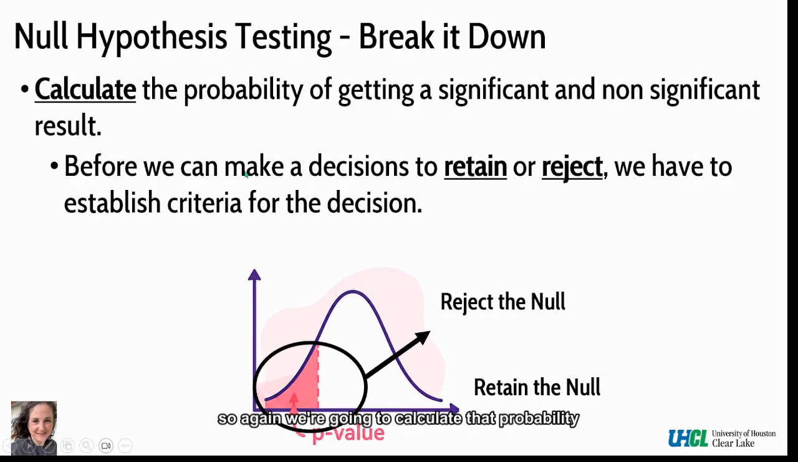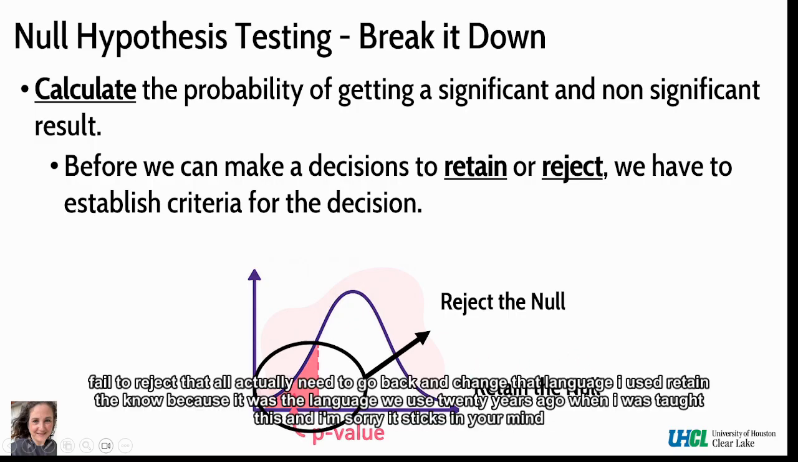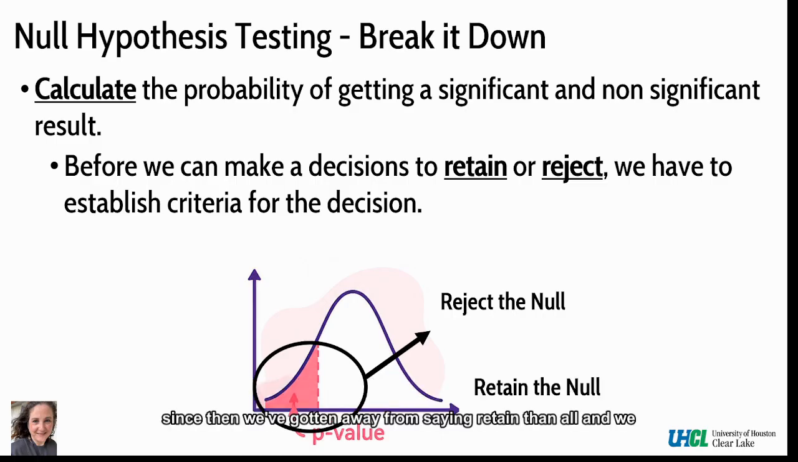So again, we're going to calculate that probability. If it falls within that critical region under the curve, this pink area in this particular distribution, we reject the null. And then if it falls in the rest of this, we would fail to reject the null. I actually need to go back and change that language. I used retain the null because it was the language we used 20 years ago when I was taught this, and I'm sorry, it sticks in your mind. Since then, we've gotten away from saying retain the null, and we prefer the term fail to reject. It's just very hard for me to get that to stick in my mind.